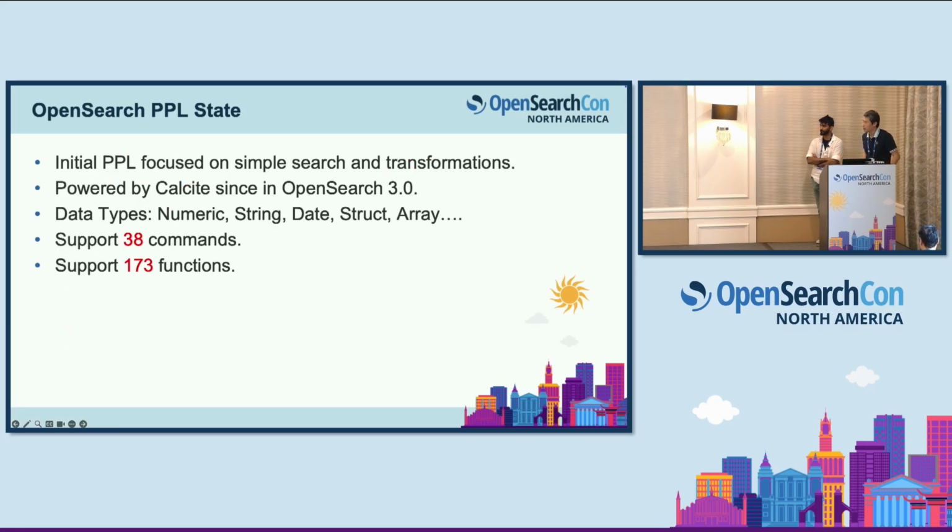So actually, we started the journey years ago. At the beginning, we only focused on some simple search and transformation in the PPL. And after OpenSearch 3.0, PPL is powered by Calcite. And currently, we already support 38 commands and 173 functions in PPL in total.